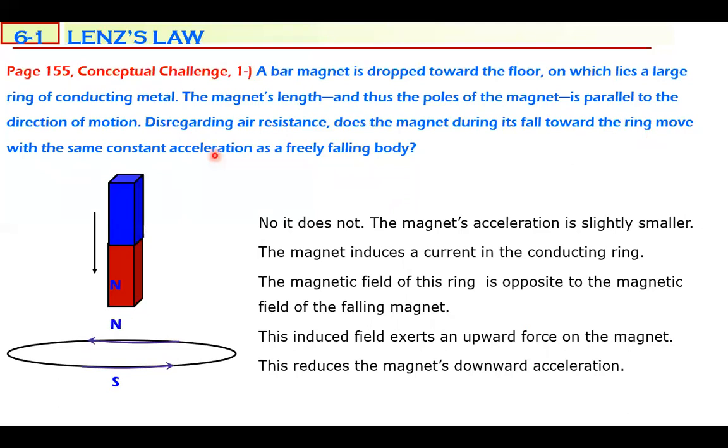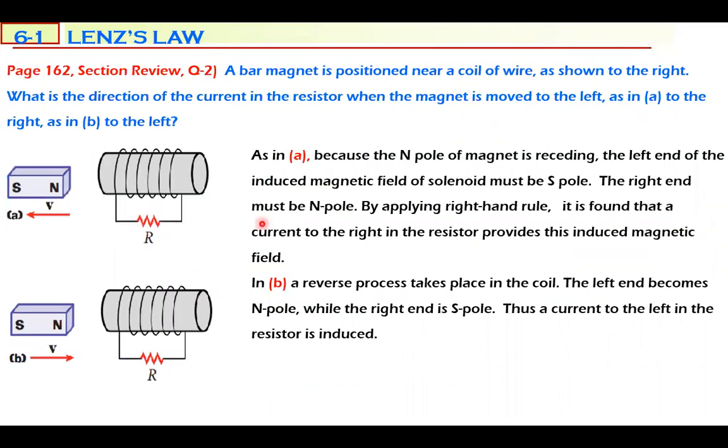The question is this: when the bar magnet is falling towards this ring, there will be an induced current and an induced magnetic field in this ring, because the N pole is approaching. So this ring must polarize so that the upper side is N, the lower side is S. This N and this N will slightly repel each other. For that reason, this bar magnet will fall down with an acceleration less than free fall.